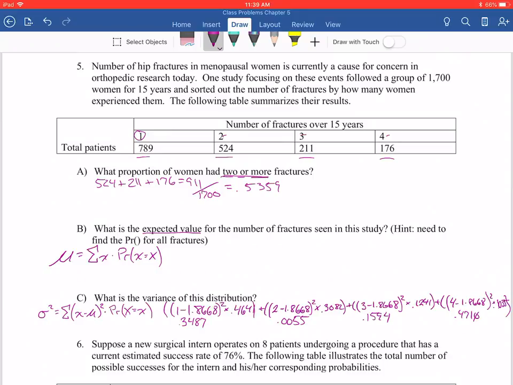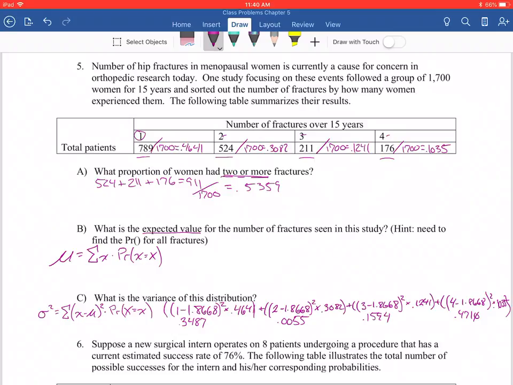So what you have to do is take each one of these numbers and divide by 1,700, the number of fractures for each one. So when you divide all these out, you'll get the proportion or percentage or the probability that's associated with it. So for the first one, 0.4641, 0.3082, 0.1241, 0.1035, and that is the probability for the number of fractures each woman had over these 15 years.